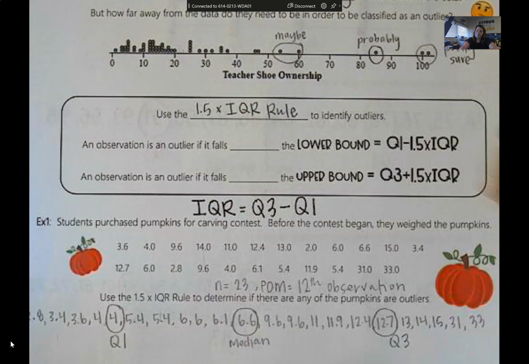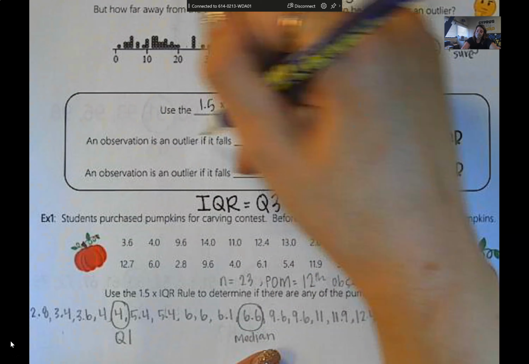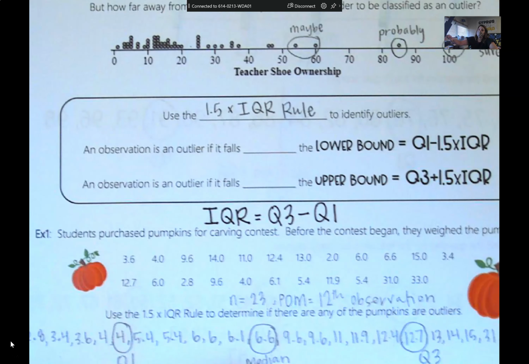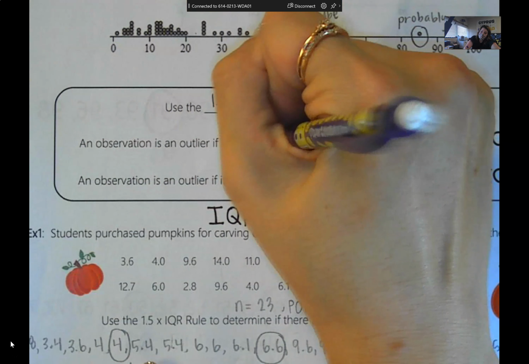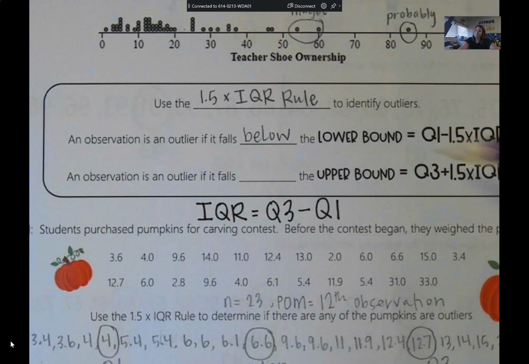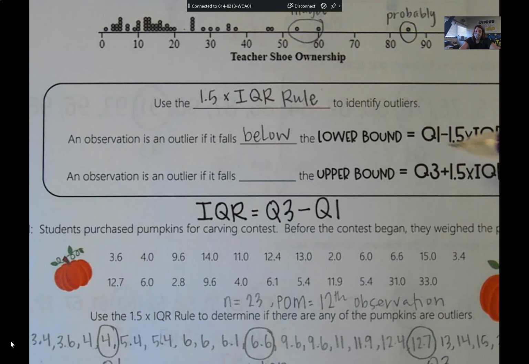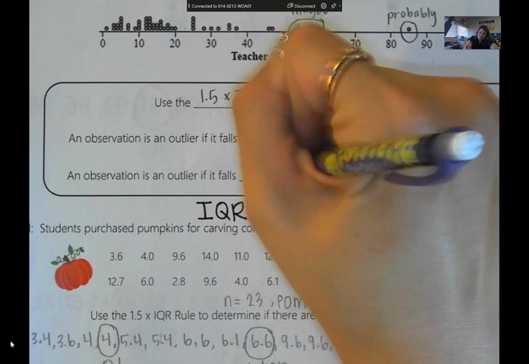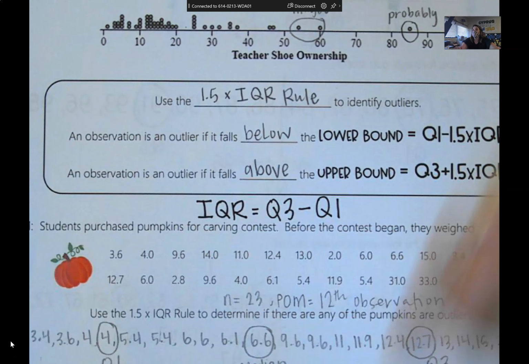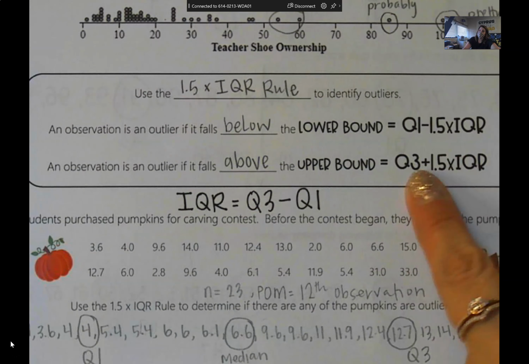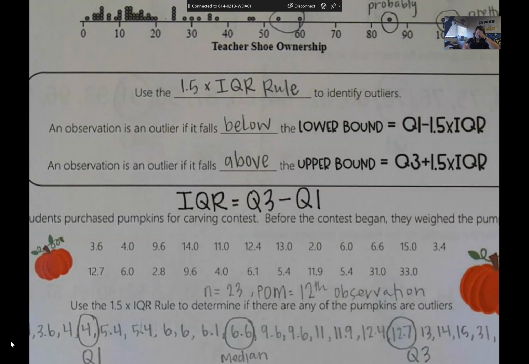Okay, so the rule is, an observation is an outlier if it falls below the lower bound, and then it gives you the formula for finding the lower bound. It's an outlier if it falls above the upper bound, and then it gives you the formula for the upper bound.